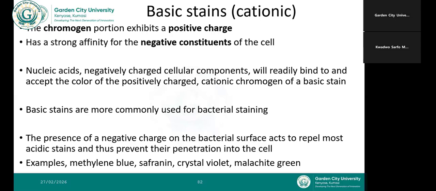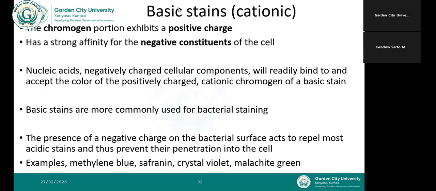Bacterial cells, the external part, are slightly negative. That's why we use the basic stain. This has a positive charge, so it will bind to the slightly negative external part of the bacteria, which is the cell wall. But when you talk of gram-positive, gram-negative, we shall come to why they are called positive and negative. It has nothing to do with the charge on the bacteria structure. The external part is always slightly negative. Is it clear, Elijah?